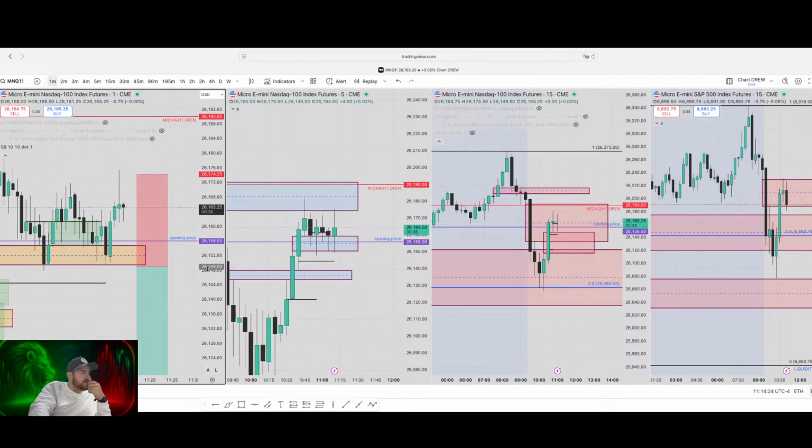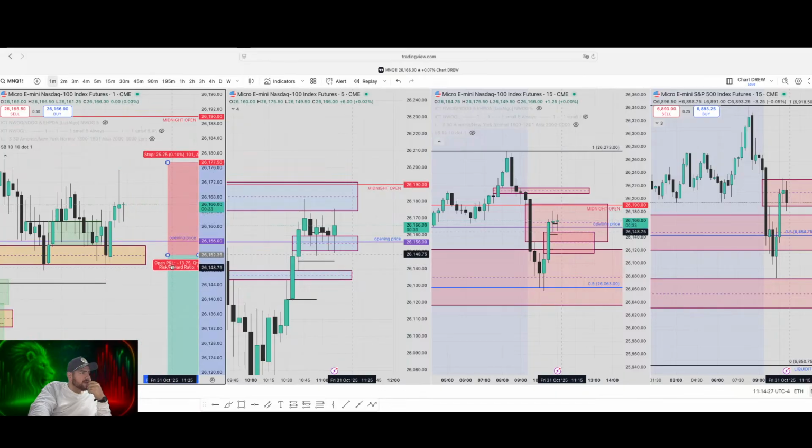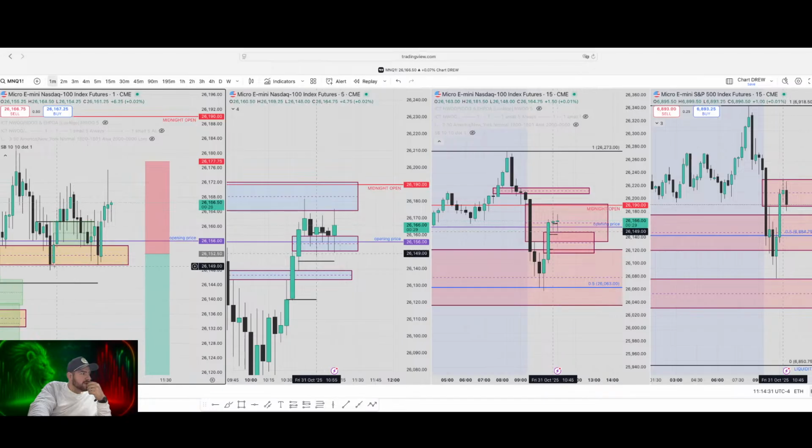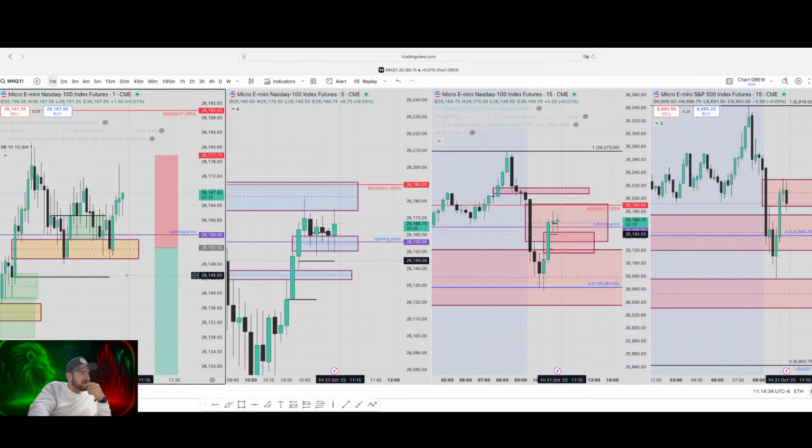But we're just waiting to see if we can get in. We have to see this get closed below. We haven't done that yet, so we're not taking any trades.